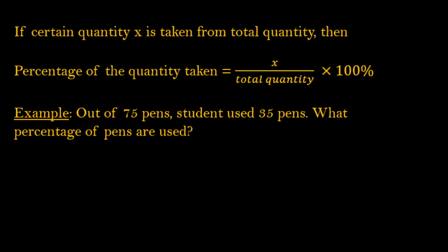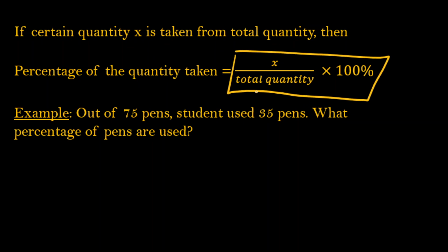Now if a certain quantity X is taken from the total quantity, then the percentage of the quantity taken can be calculated using this formula. So the formula is X by total quantity into 100%. So one example we will do to understand this. It means if we are taking some quantity from some total, we can find the percentage of the quantity taken by using this formula, where X is the quantity taken divided by total quantity into 100%. So let's see this example.